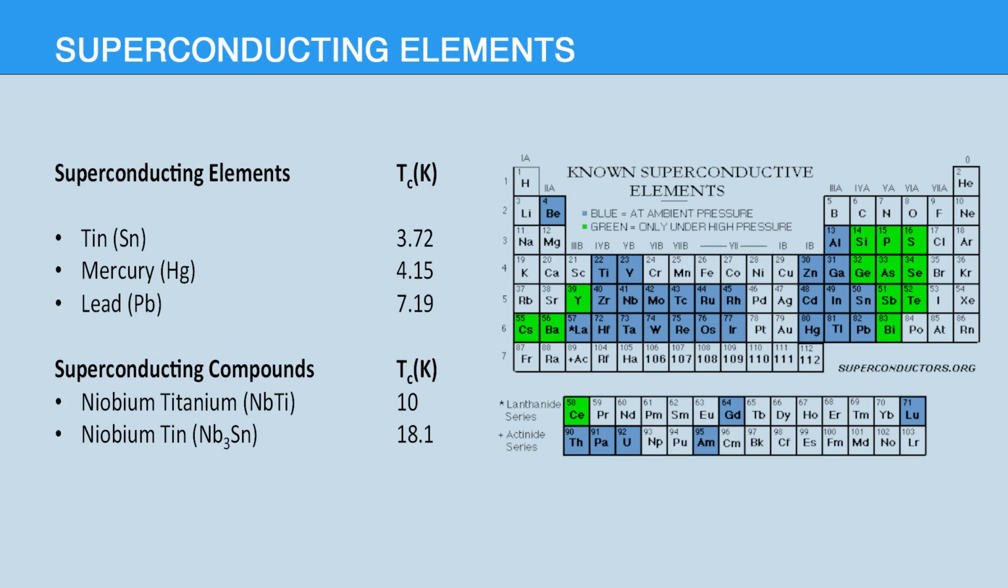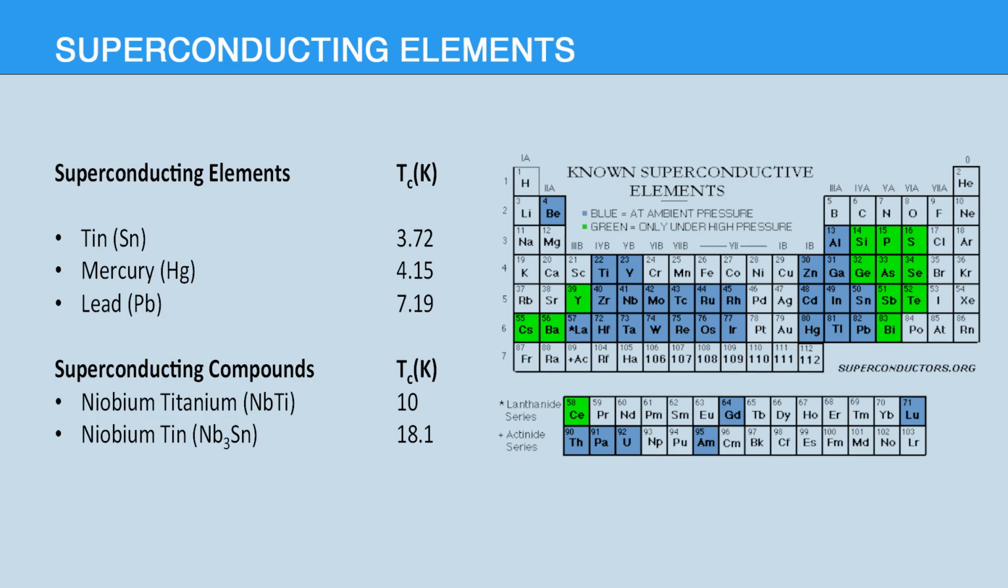In the periodic table, a number of superconductors are present. Some are popular, like tin, mercury and lead, which have critical temperatures of 3.72, 4.15 and 7.19 Kelvin. There are also some superconducting compounds available. First is NbTi, second is Nb3Sn.